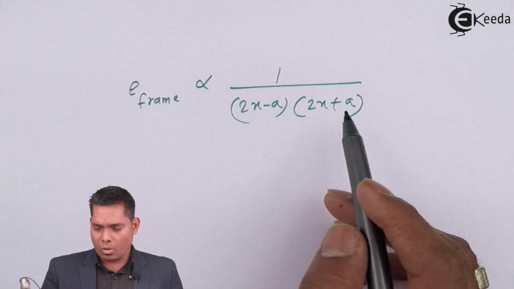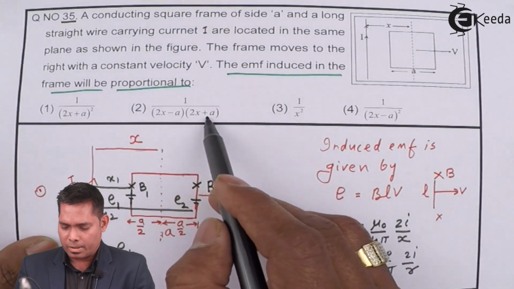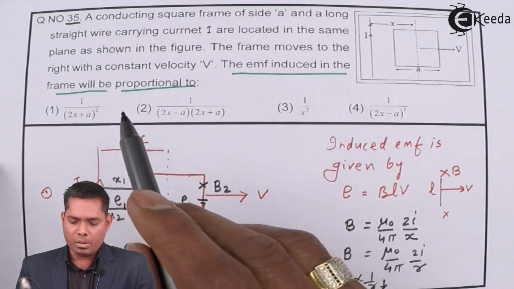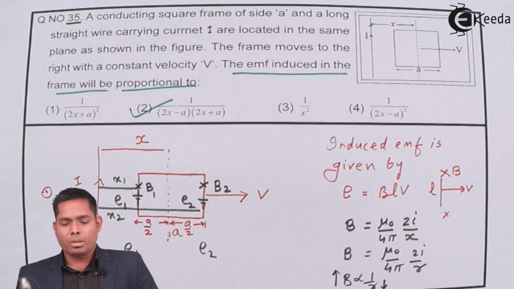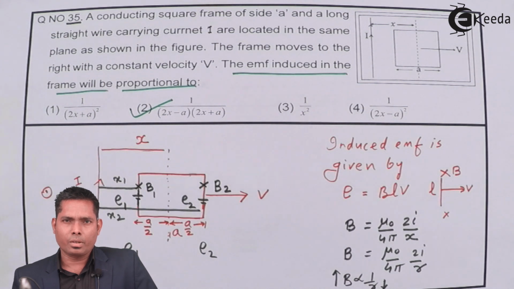So if I see the options, it is proportional to 2x minus a, 2x plus a, here 2x minus a, 2x plus a, reciprocal, so it is inversely proportional to this. Therefore option number 2 is the right answer to question number 35. Okay, thank you.